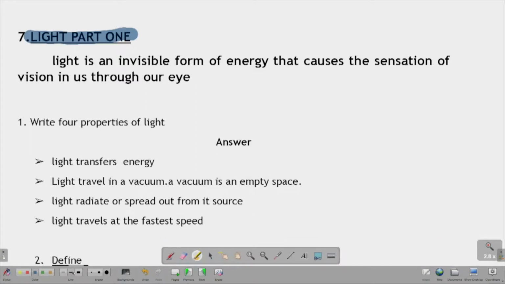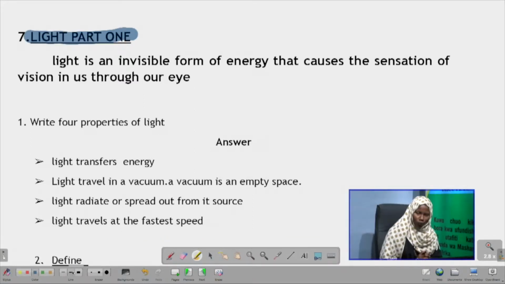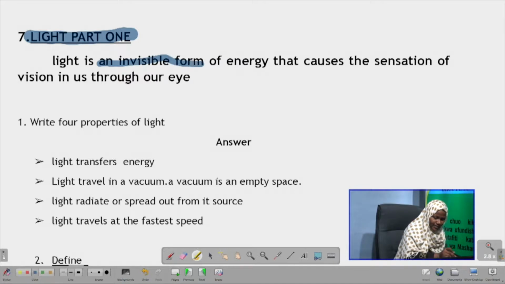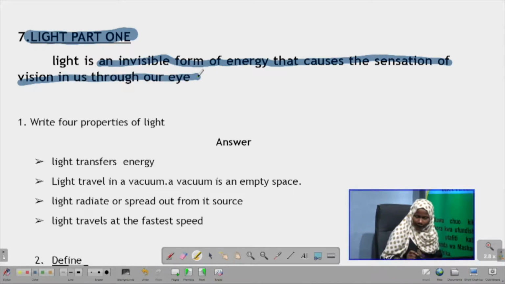Before that, we have to know what light is. We can simply define light as an invisible form of energy that causes the sensation of vision in us through our eye. We're able to visualize by using this type of energy through our eyes. That is the simple definition of light.